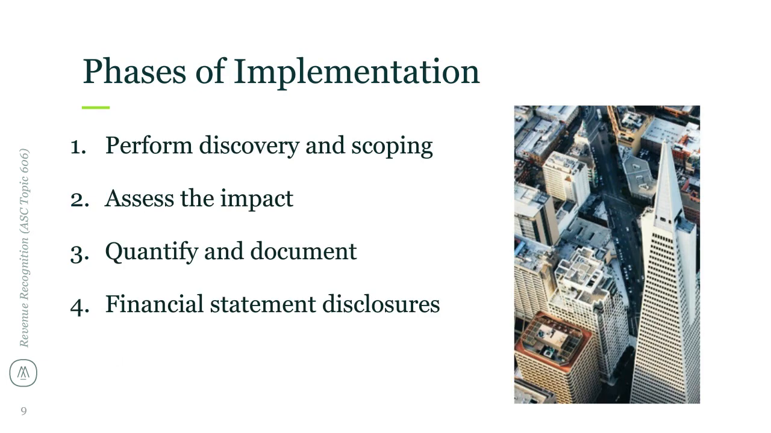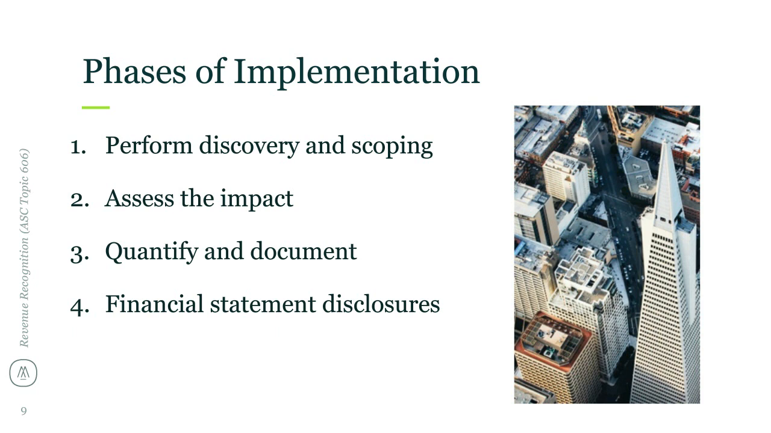So now we're going to get into the 4 phases of implementation. We went through and identified the key stages for implementing Topic 606. So phase 1 is perform discovery and scoping. Phase 2, assess the impact. Phase 3, quantify and document. And then phase 4, financial statement disclosures.